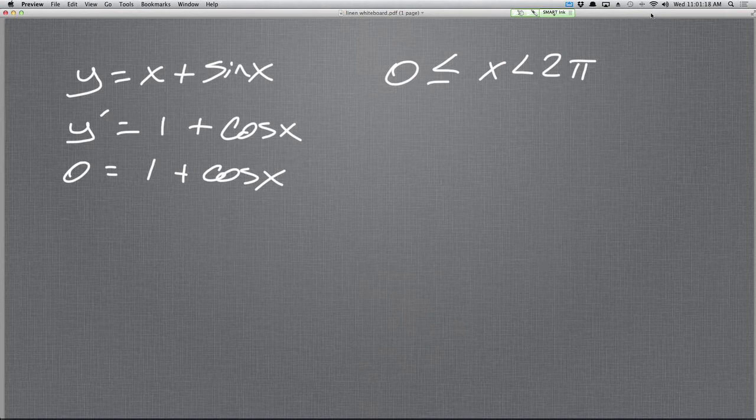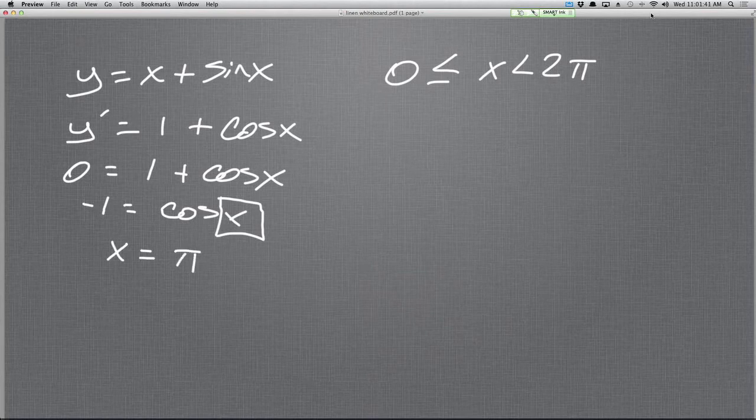Solve for. What do you do? I want to get cosine by itself. And once I get cosine by itself, I'm interested in what x value between 0 and 2 pi makes cosine equal to -1. Pi does. So at the x value of pi, I have a horizontal tangent line between 0 and 2 pi.